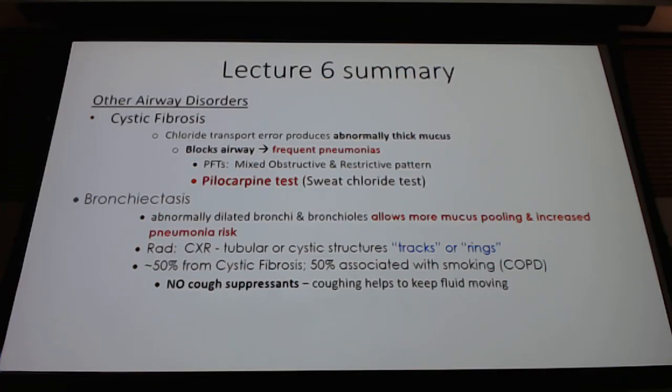Remember, you need that nice, thin mucus, you need the cilia, you need the cough reflex, you need the right diameter of the bronchioles and the bronchi. The immune system in the lungs depends on all that. And so when that's disrupted, pneumonias tend to be the result. So very frequent pneumonias. It blocks the airways, you get pneumonia a lot, and patients have to get antibiotics a lot. This is that sweat chloride test, the pilocarpine test. Remember, chloride.